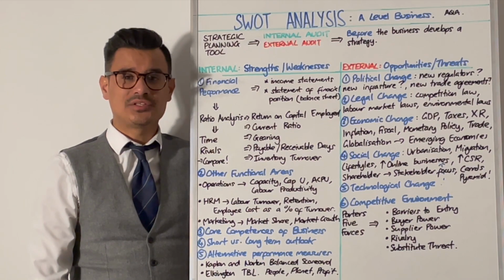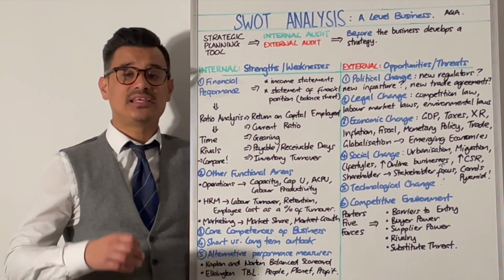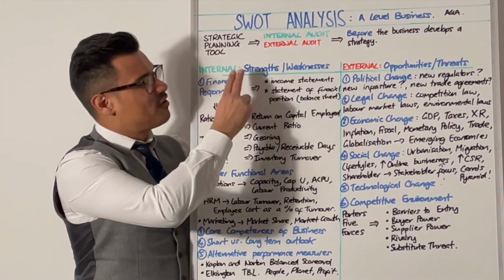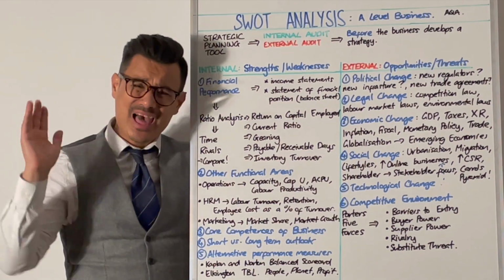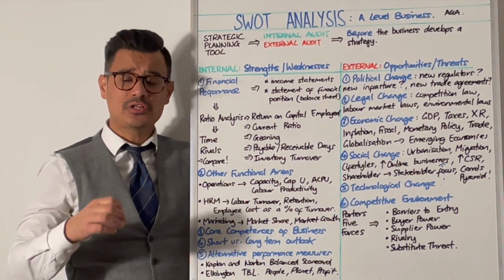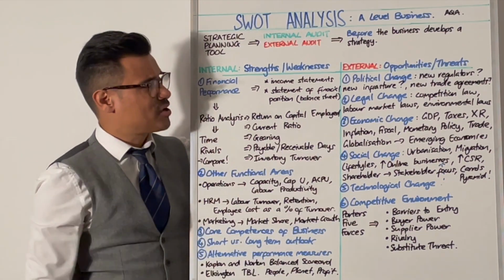Let's have a session on SWOT analysis. This is for AQA A Level Business. So SWOT analysis is a strategic planning tool. The idea is you do an internal audit to find out your strengths and your weaknesses, and an external audit so you can find out your opportunities and threats to the business. And you do that before you develop the strategy.